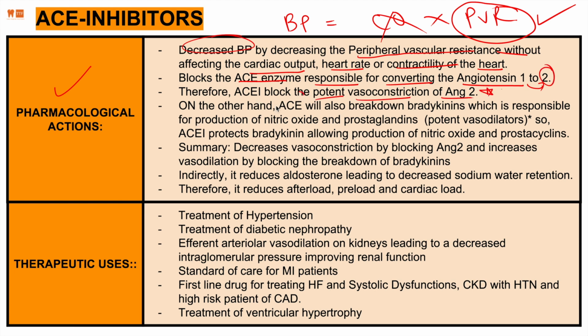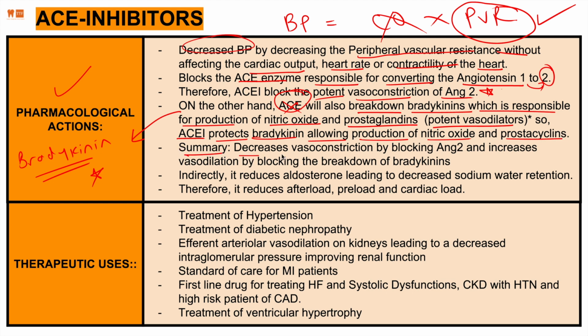On the other hand, ACE will also break down bradykinin, which is responsible for the production of nitric oxide and prostaglandins, which are potent vasodilators. Okay, so we've introduced a new concept about bradykinin. I will make sure to explain this in the next slide, so stay tuned. But because the ACE inhibitors block ACE, they protect bradykinin, allowing the production of nitric oxide and prostaglandins. Fair enough?